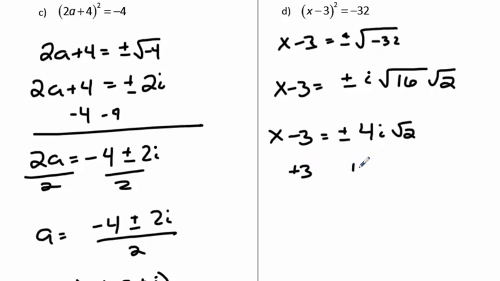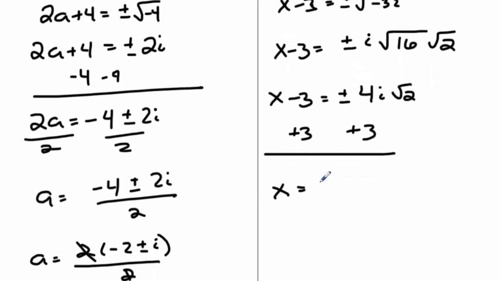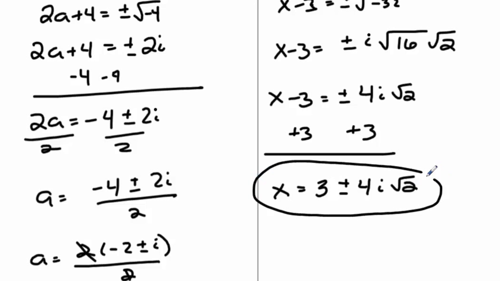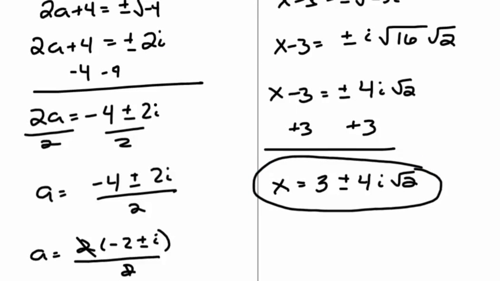And then when I add my 3 to both sides, I will have x equals, these are not like terms, 4i square root of 2 is not like 3. So the 3 is just going to be added to the front. That's the real component. So 3 plus or minus 4i square root of 2. A real number comes before an imaginary number, and in the imaginary number, the i is after any part that's not in a square root, but before any part that is in a square root. So those are your two answers. Complex solutions.